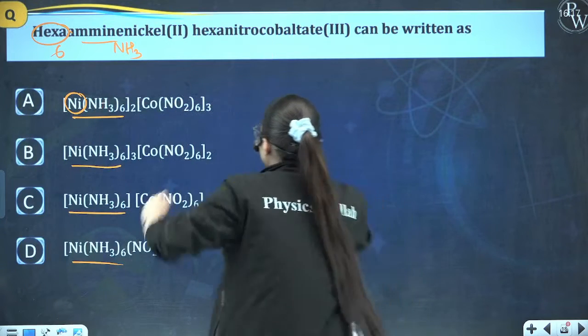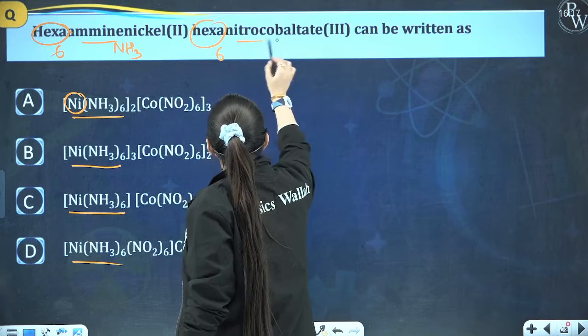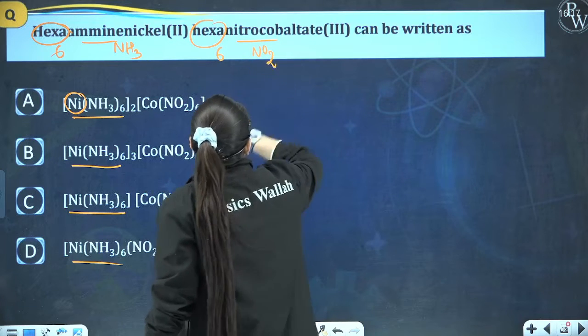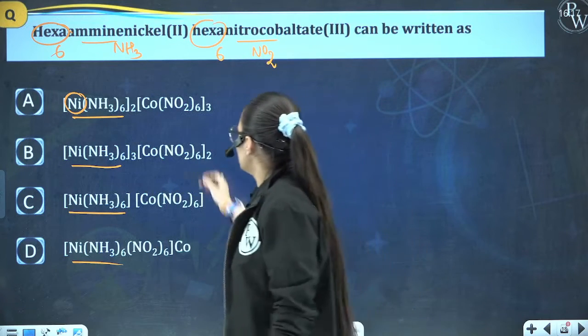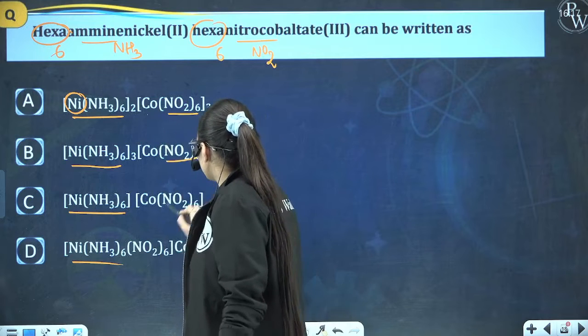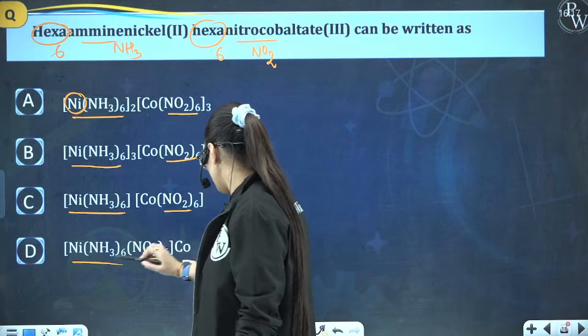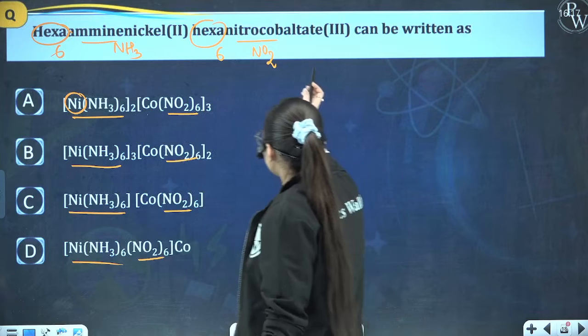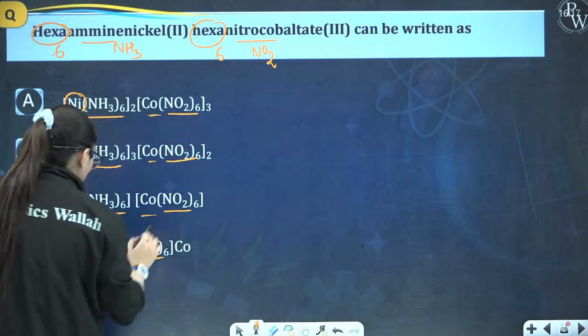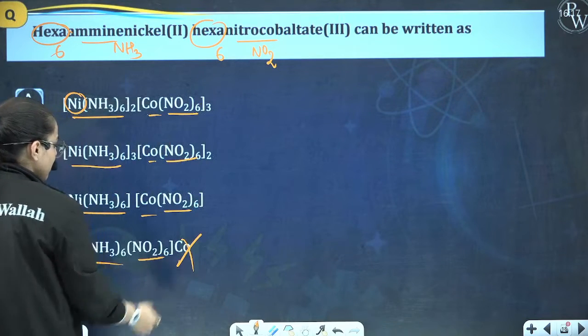Hexanitrocobaltate. Hexanitro, hexa again 6. Nitro again what? NO2. Now 6 NO2 should be there. 6 NO2, 6 NO2, 6 NO2. Great. Cobaltate, that means cobalt. Here this is wrong. Cobalt is written outside, so this is wrong.